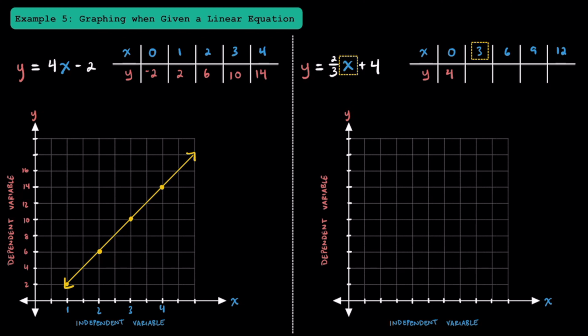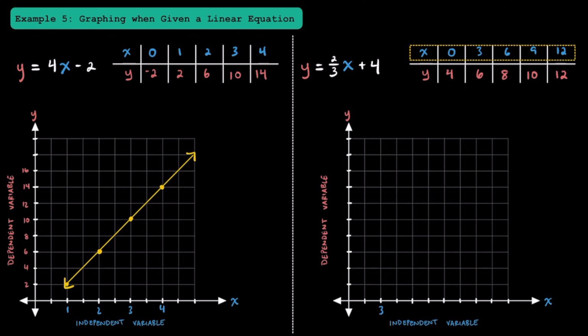When x is equal to 3, 2/3 of 3 is just equal to 2, and 2 plus 4 equals 6. When x equals 6, 2/3 times 6, or 2/3 of 6, is equal to 4, and 4 plus 4 is equal to 8. When x is equal to 9, we have 2/3 of 9, which is 6, and 6 plus 4 is equal to 10. And when x is equal to 12, 2/3 of 12 is equal to 8, and 8 plus 4 is equal to 12.